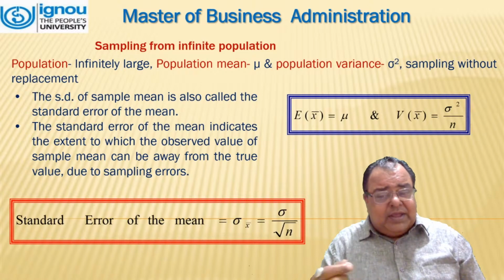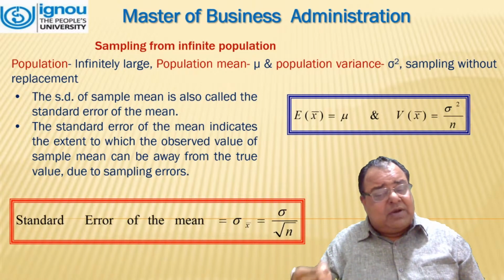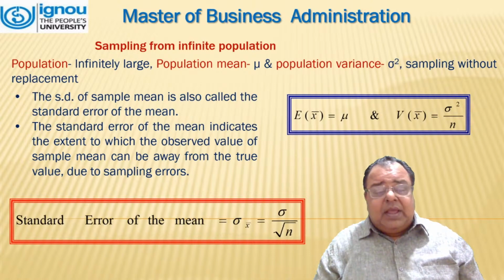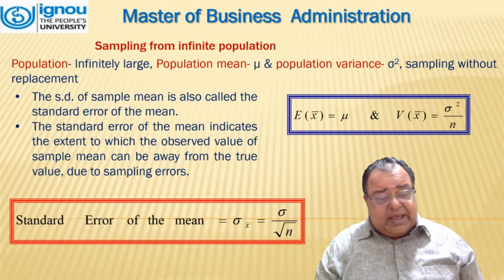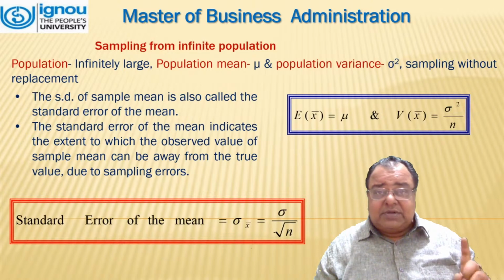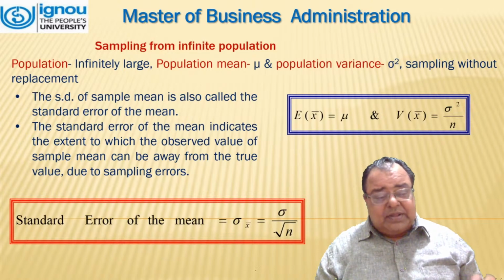Mathematically, we have E of x bar is equal to mu, and the variance of x bar is sigma square by n. If we talk about standard error, the standard error of the mean, that is sigma x bar, is equal to sigma upon square root n. This is the standard error of the mean.